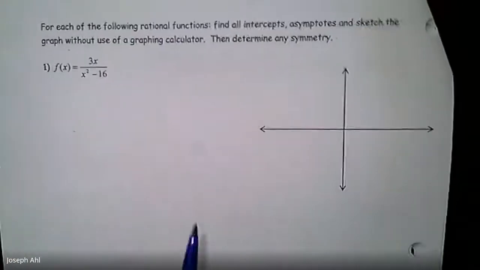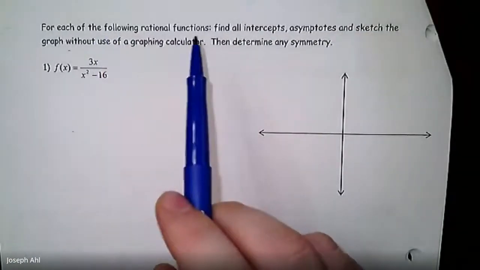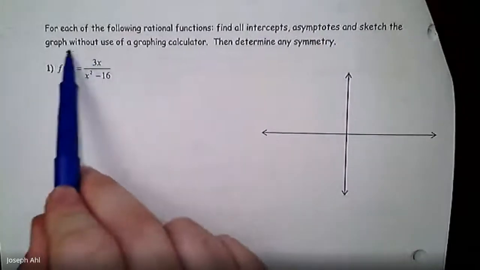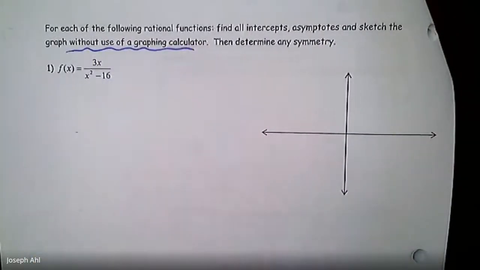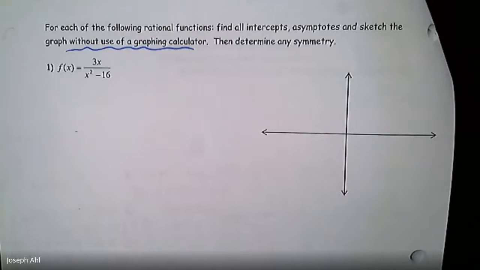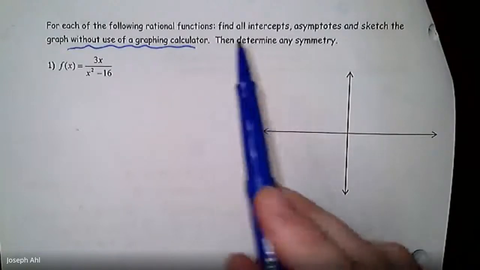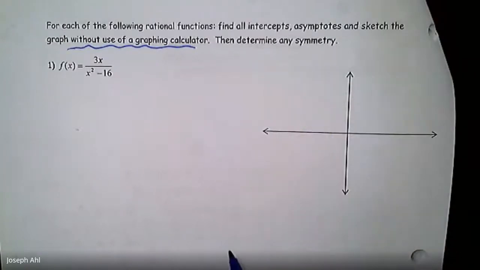All right, if you look at the directions for the section on sketching, it says for each of the following rational functions, find all intercepts, asymptotes, and sketch the graph without using a graphing calculator. That's the whole point of this unit, and of many of our units of study: to start thinking analytically about what these graphs look like, what we know about them, and how we can use some algebra to partition the graph and sketch it accurately. It also says to determine any kinds of symmetry here.